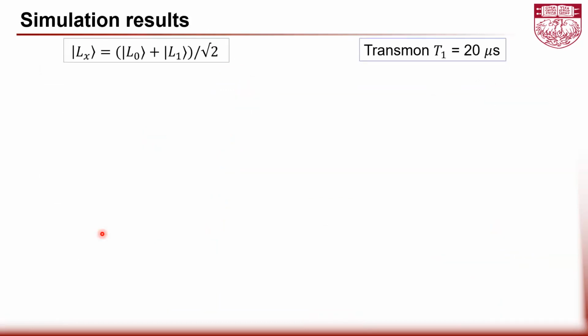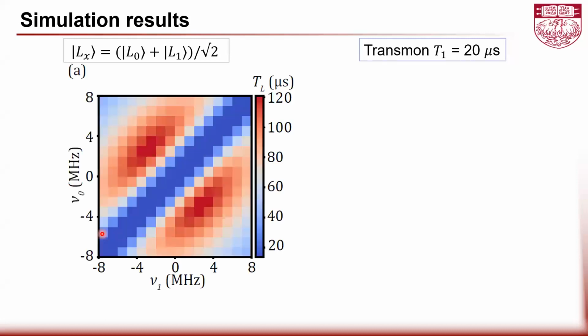Here are some simulation results. I choose the superposition logical state LX at a physical transmon T1 of 20 microseconds. I first choose about a 5 megahertz QQ sideband rate, and then sweep the detunings I choose for the QQ red and blue sideband pairs. As you can see from the plot here, I'm showing the logical lifetime of LX after error correction. Along the diagonal lines, you have the lowest corrected logical lifetime. This is exactly what we predicted in the theory, that nu0 and nu1 have to be as different as possible. And when they are opposite, you get the best performance.